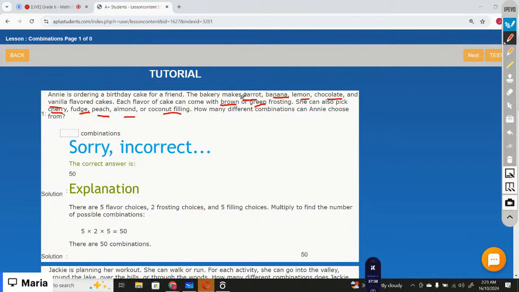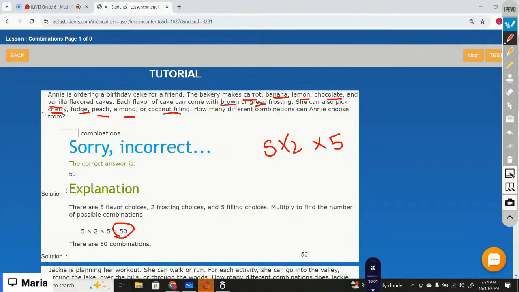So you have five choices for the cake flavor. Then you have two choices for the frosting, and then she has five for the filling. You have to apply all the combinations given, right? You have to do 5 times 5, 25, and 25 times 2 is 50. That means she can have 50 combinations to order the cake.